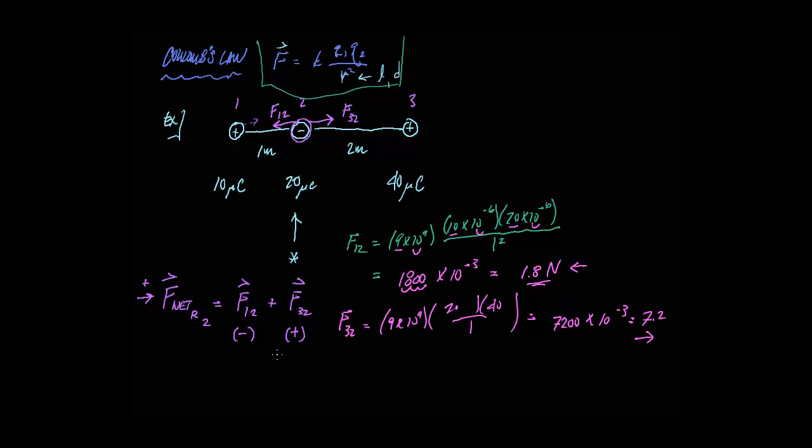That gives us a net, if we go through that, of minus 1.8 newtons plus 7.2 newtons in that direction. That gives us a net of 5.4 newtons that way. I'm sure you'll yell at me if I did the math there wrong, but just trying to keep close. Hopefully you understood that, and we'll see you next video.